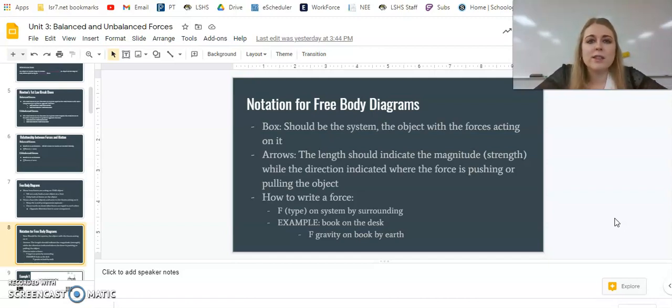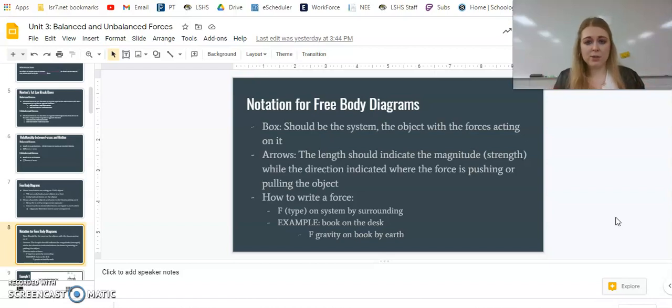If we think of an example like a book on the desk, we would say F gravity force on book by Earth. Notice that it's on the system, on the book that we're looking at, by the Earth. The Earth is what's causing the gravity force, so that's why it's by Earth. This tells us where the forces are and where they're coming from. It's a lot easier to keep those in mind and a lot easier to understand how the objects are interacting with each other.